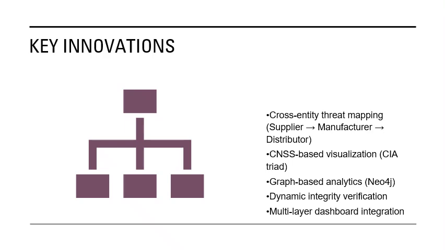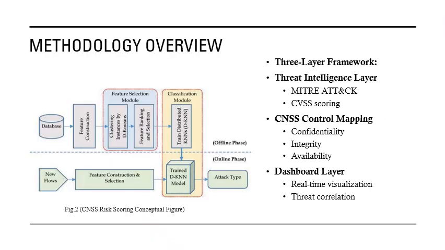Our innovation here, as you see earlier, is the three-stage approach with CNSS-based visualization, CIA, and graph-based analytics, Neo4j, and dynamic integrity verification with a multi-layer dashboard integration. All that together goes from the suppliers to manufacturing and distributor. So we try to make a system here showing the overview, say from the database. The features are constructed, and then a feature selection module works for clustering and machine learning, you can see this part here for the first clustering, and then feature ranking that goes for the classification purpose.